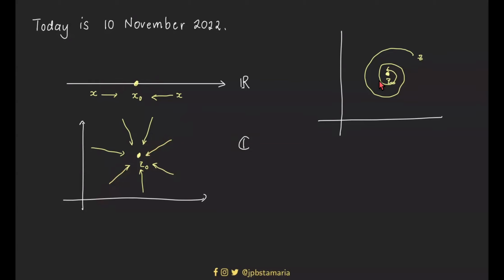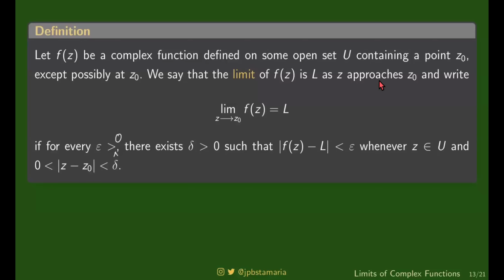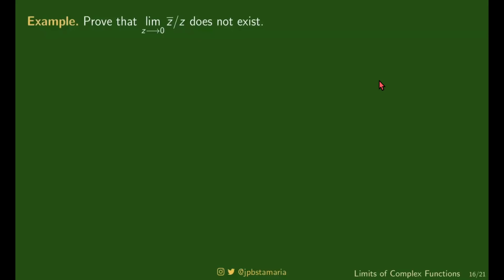To tell you about such case, let's have this example. Let's consider the function z bar over z. No? The function z bar over z. So let's prove that the limit of z bar over z as z approaches 0 does not exist. So in this case, this is your complex plane. Saan magpupunta yung z dito sa 0? Okay, that's the 0. That's the origin.